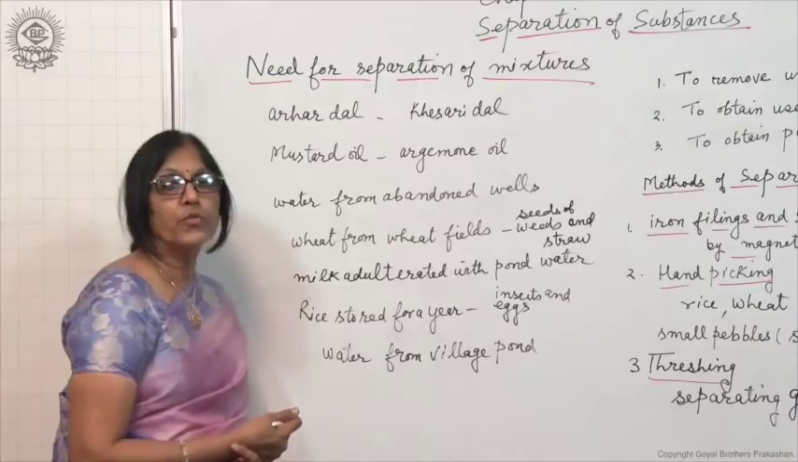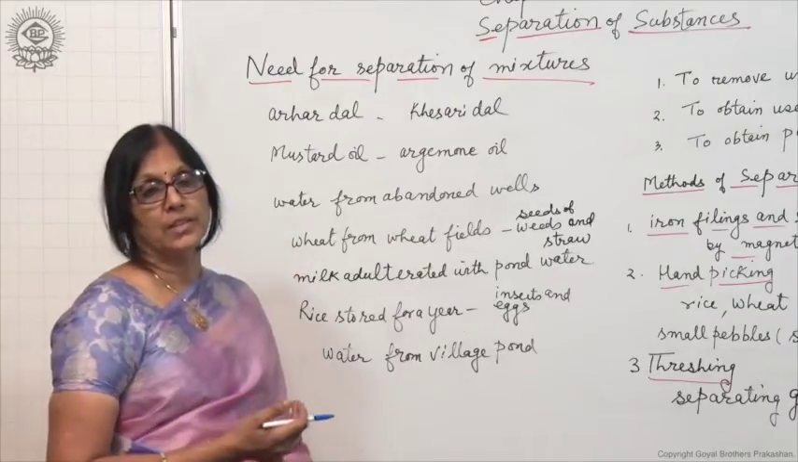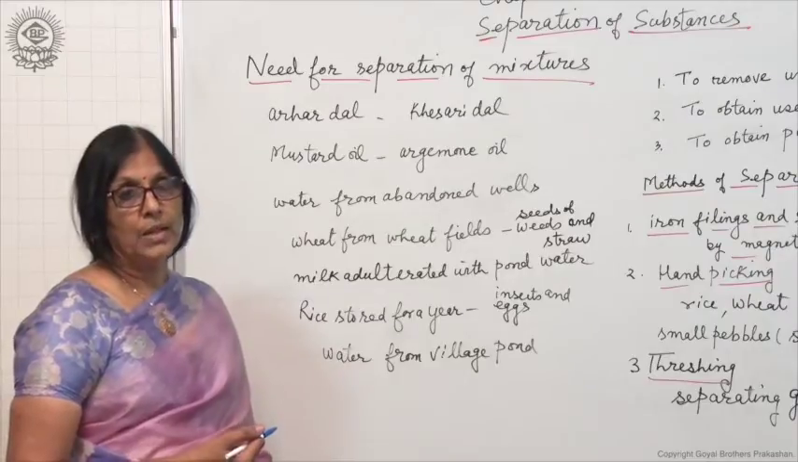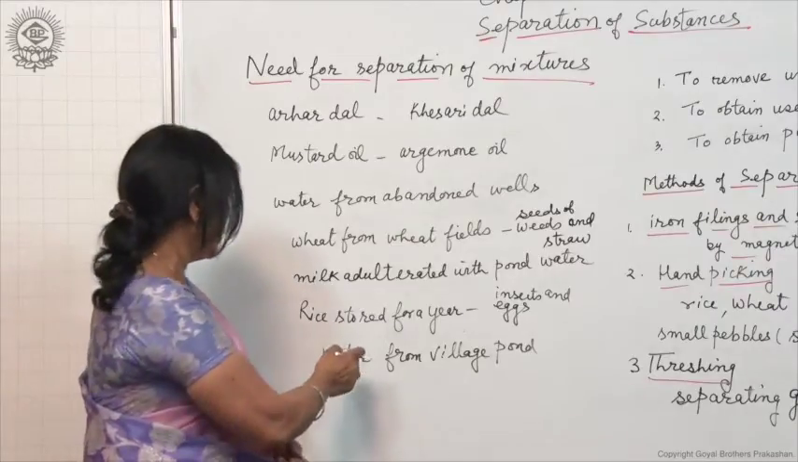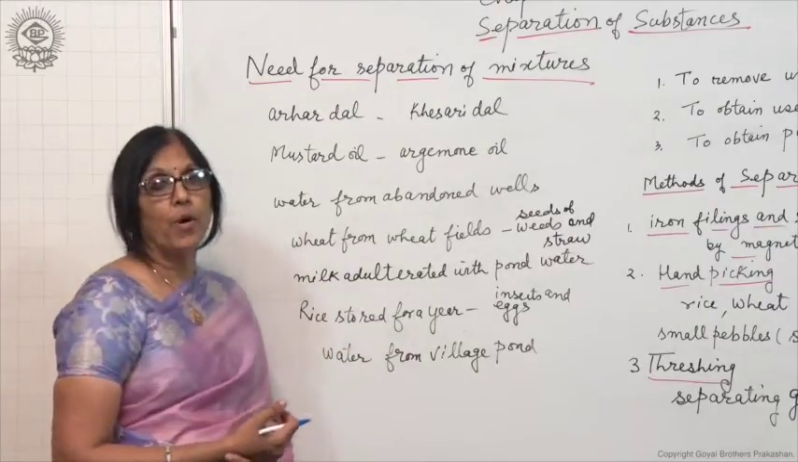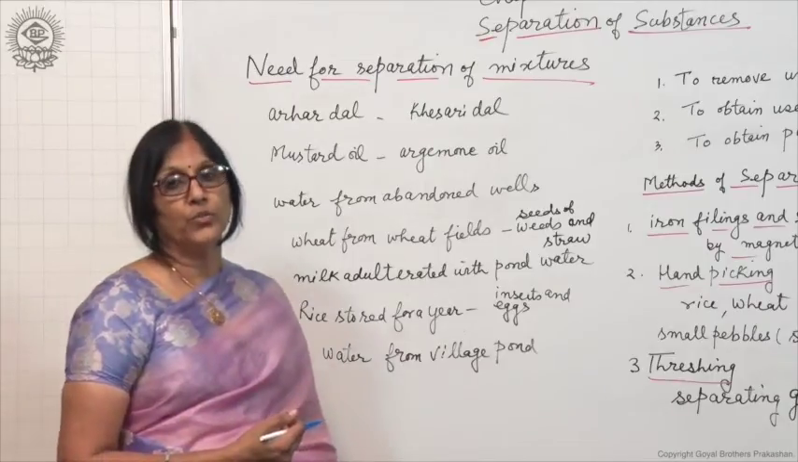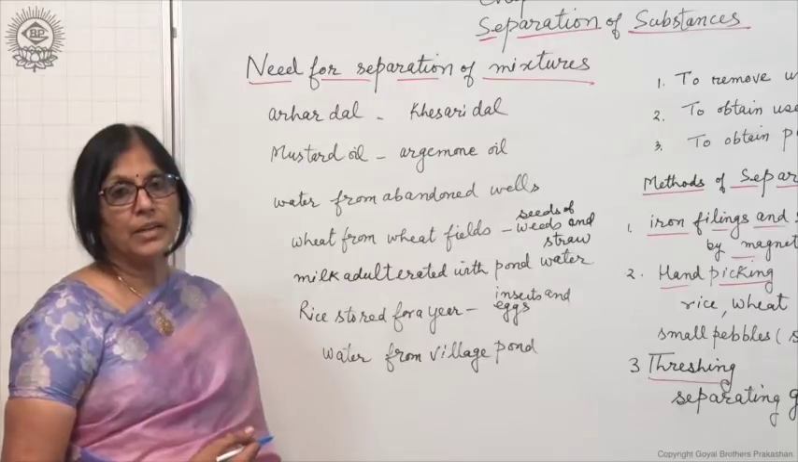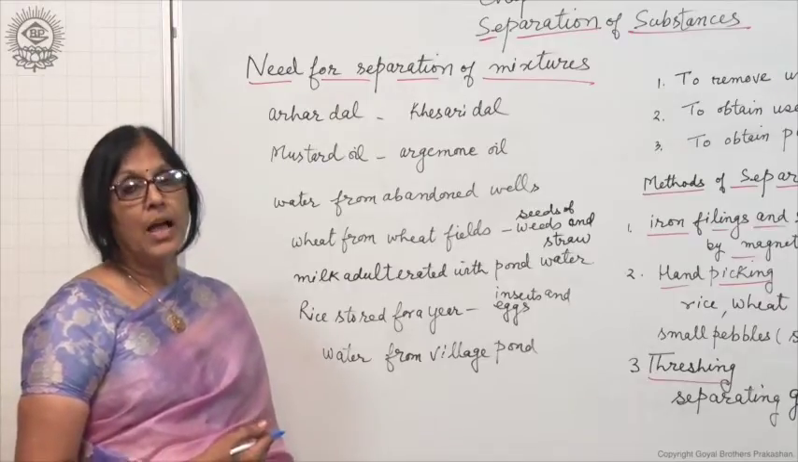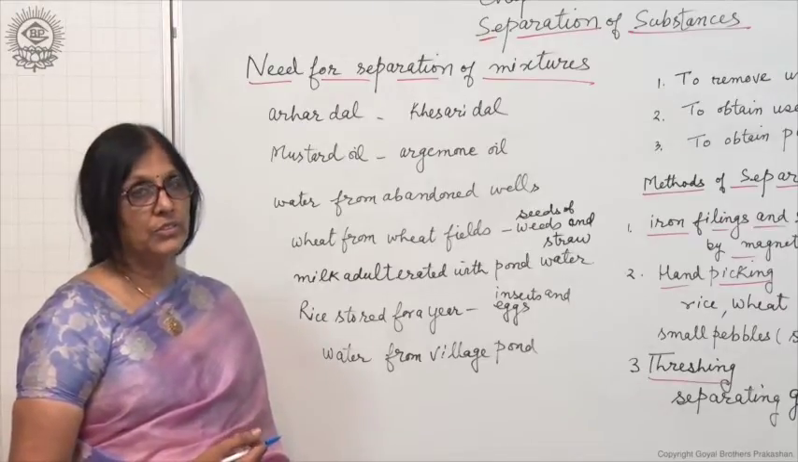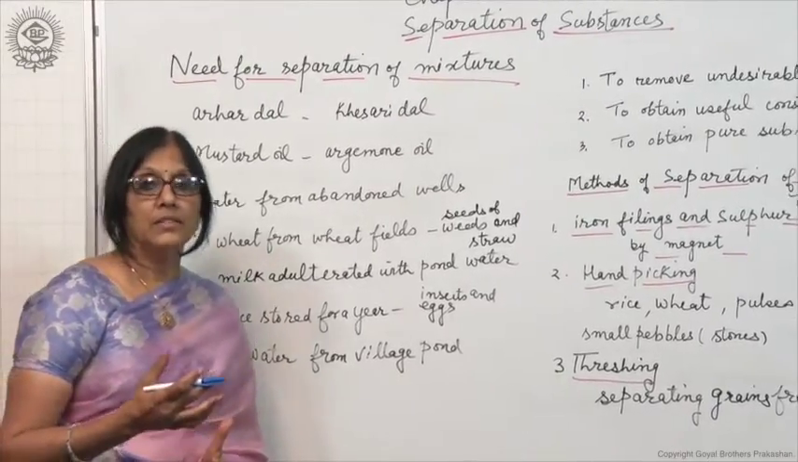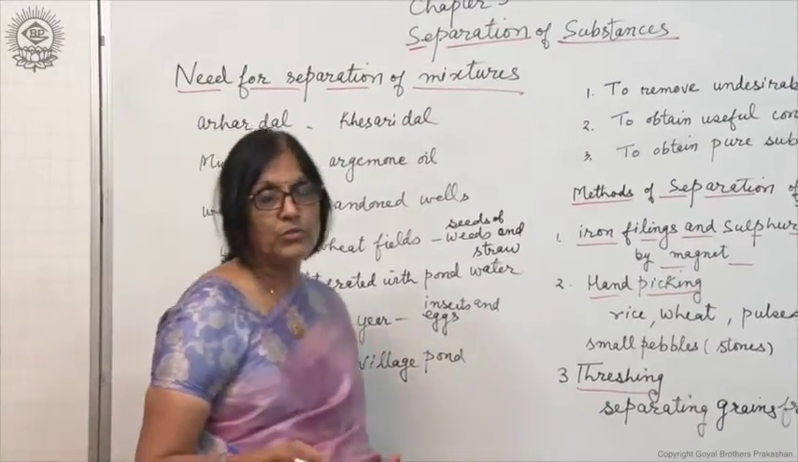Rice, if it is stored for a long time, more than a year, it may contain insects and eggs which are harmful. And also in the villages, if there is a pond and that pond water is used for drinking and cooking purposes, it may contain some bacteria and germs which may be harmful and cause various diseases. So that is why there is a need to separate the constituents of a mixture.